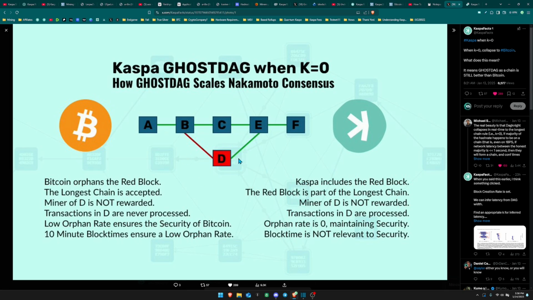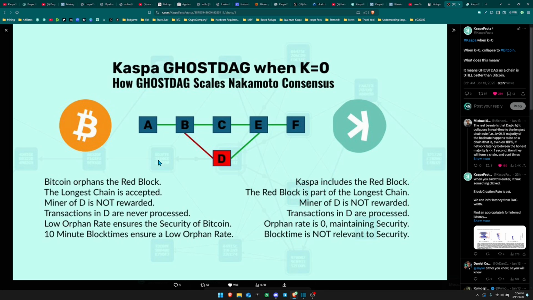This orphan block is being represented by block D here, and it's considered a red block. Bitcoin orphans the red block, and the longest chain is not accepted. The miner who mined this block is not rewarded. Any transactions that are in this block are also never processed.